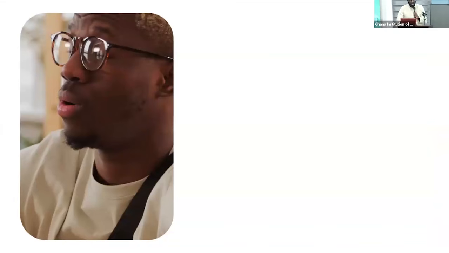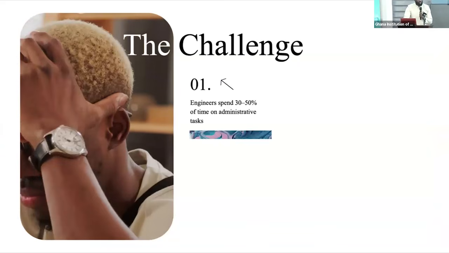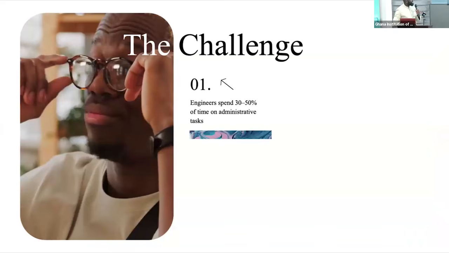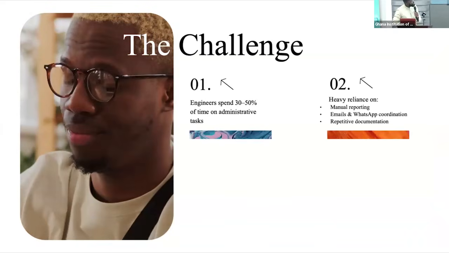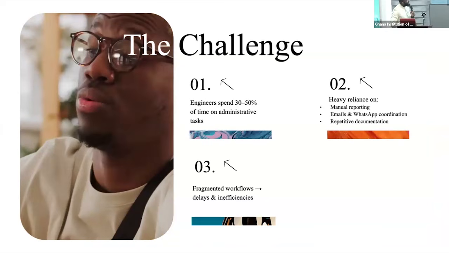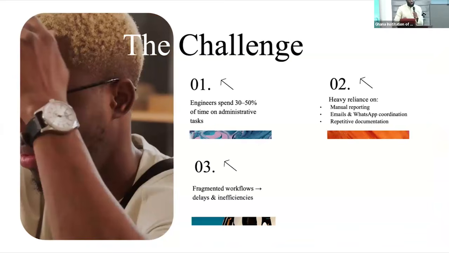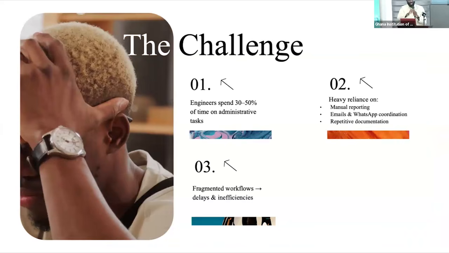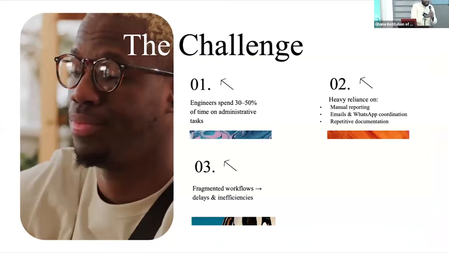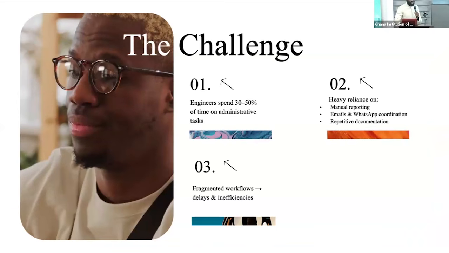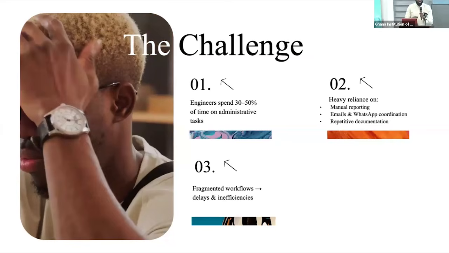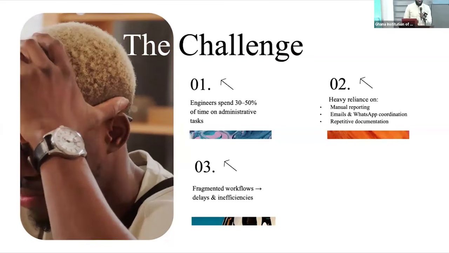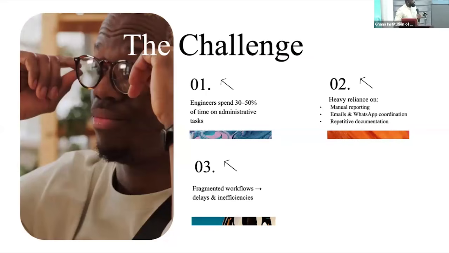So then the question is, what is the challenge? What are we discussing? Engineers spend about 30 to 50% of our time on administrative tasks, like I said before. There's heavy reliance on manual reporting. You go into certain engineering offices and there's a lot of paperwork, writing, someone has to sign and give it to the next person. And then emails have become the way of communication between us. Sometimes you need approval for something, but you have to send someone an email and wait for the person to respond.